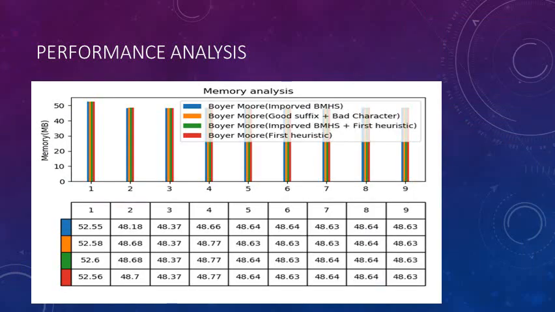So in this slide we have memory usage shown by using the improved Boyer-Moore-Horspool-Sunday algorithm, which is also known as the second heuristic in this project, using the composition of good suffix and bad character, using the composition of first and second heuristic, and using only the first heuristic. So from this graph you can see that all the mentioned heuristics use pretty much the same memory.